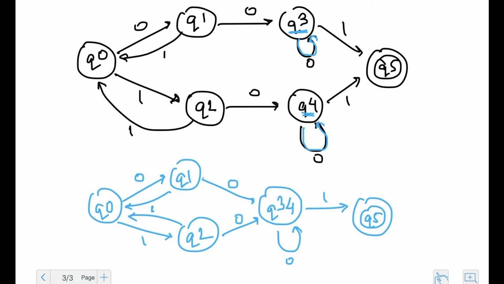But now what's important is that in the DFA at the bottom, which I got by minimizing the above DFA, Q1 and Q2 have now started going to the same states on the same inputs. So on 1 they go to Q0, and on 0 they both go to Q3,4. So now I can argue that Q1 and Q2 are equivalent states.